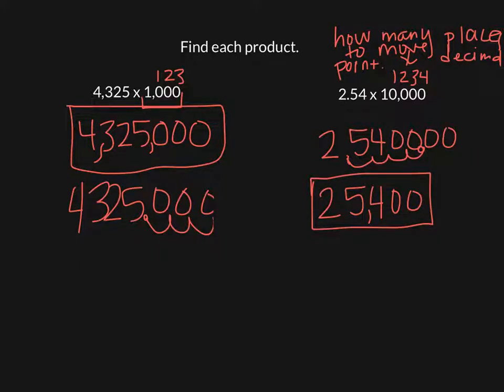Okay, I just move my decimal however many zeros there are. So this works for 10, 100, 1,000, 10,000, 100,000, a million. It has to be one of our place values. And that's why it works, because we're just moving our decimal around by place value. Okay, let's go to another one.